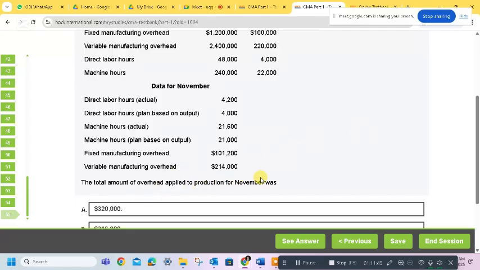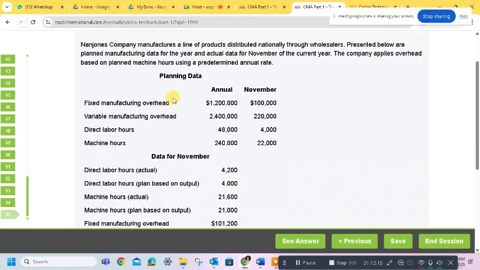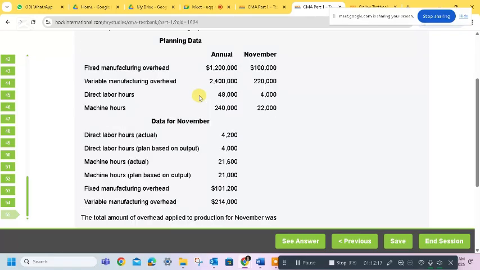Total amount of overhead applied to production for November. Read the paragraph. Nanjon's company manufactured a line of products distributed nationally through wholesalers. Presented below are planned manufacturing data for the year and actual data for November of the current year. Company applies overhead based on planned machine hours. Machine hours is the application basis using a predetermined annual rate. Okay, now start. Amount of overhead applied to production.